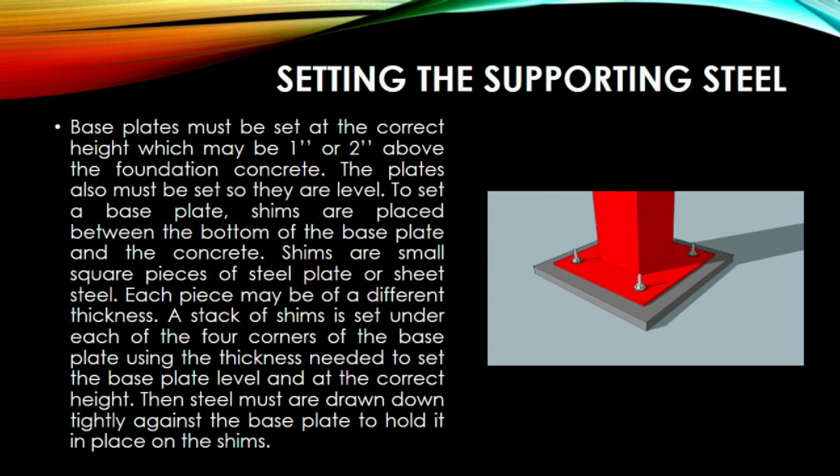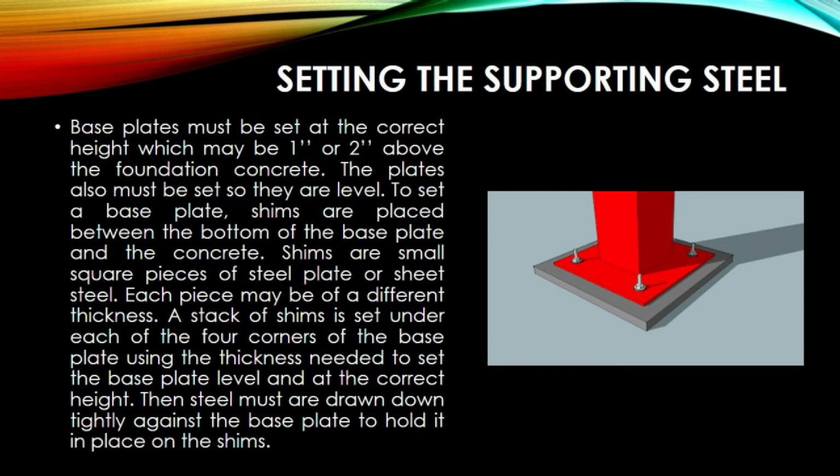Base plates must be set at the correct height, which may be 1 inch or 2 inches above the foundation concrete. The plates also must be set so they are level. To set a base plate, shims are placed between the bottom of the base plate and the concrete. Shims are small square pieces of steel plate or sheet steel.